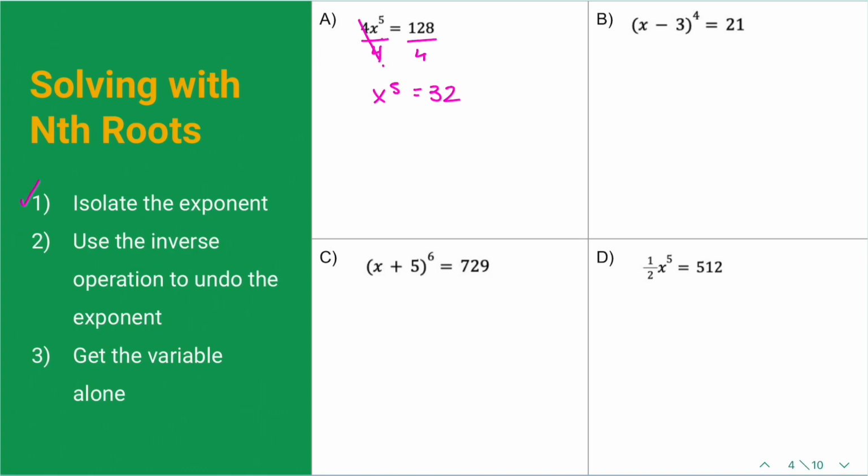Now that we have isolated the exponent, we need to use the inverse operation, and it's something to the fifth power. So remember, we are using powers and roots to undo each other. So I will need to do the fifth root to both sides. This is an odd root, so I don't have to worry about plus or minus. X equals, and then I can do the fifth root of 32.